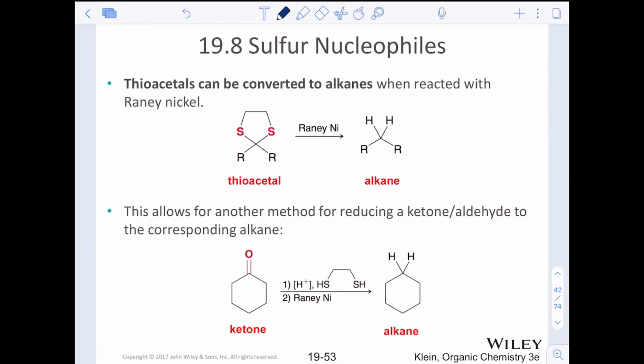And so with sulfurs, just think of this extra step of Raney nickel to convert and reduce a thioacetal to an alkane as solely for the thioacetal. Raney nickel will not reduce an acetal, a typical oxygen acetal, to an alkane. It just won't. Oxygen's not as reactive as sulfur here. So Raney nickel is a great reaction for taking a thioacetal to an alkane. You can see it there in a synthesis. It allows for the reduction of a ketone or an aldehyde to an alkane itself.